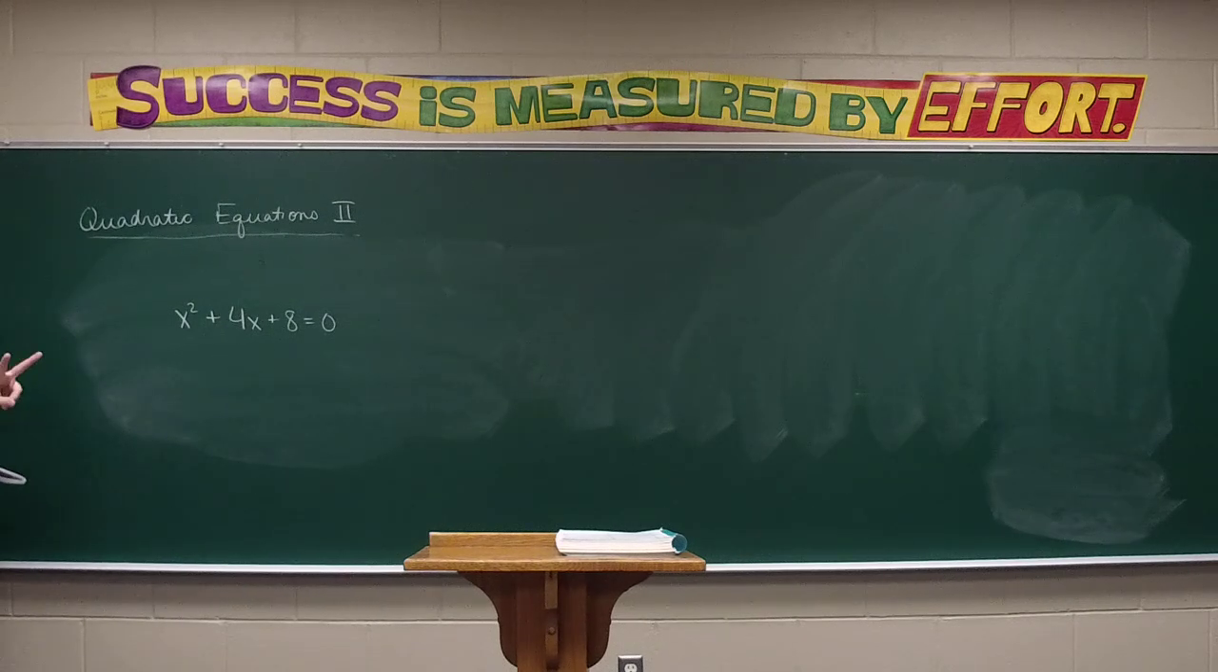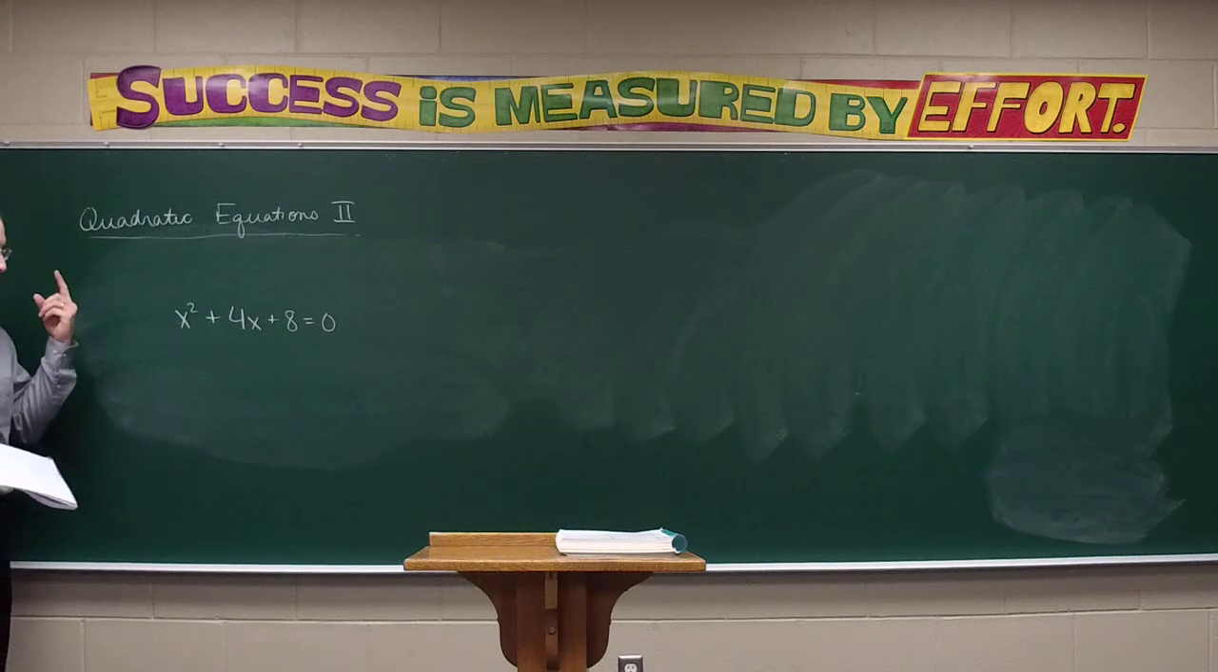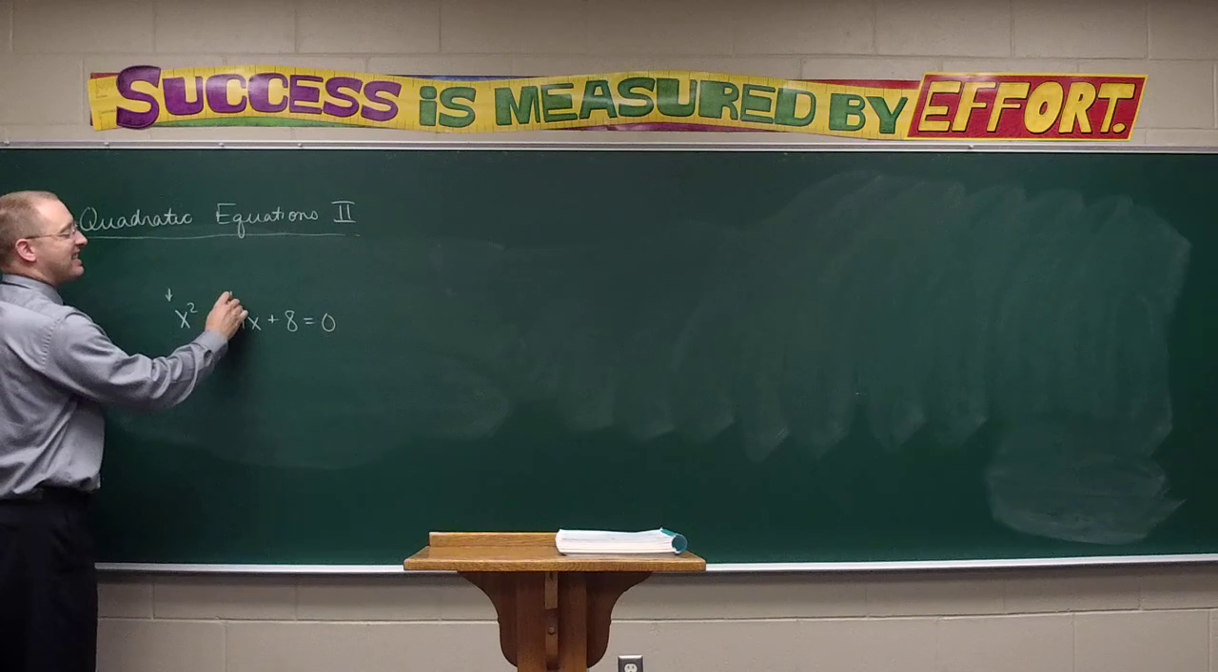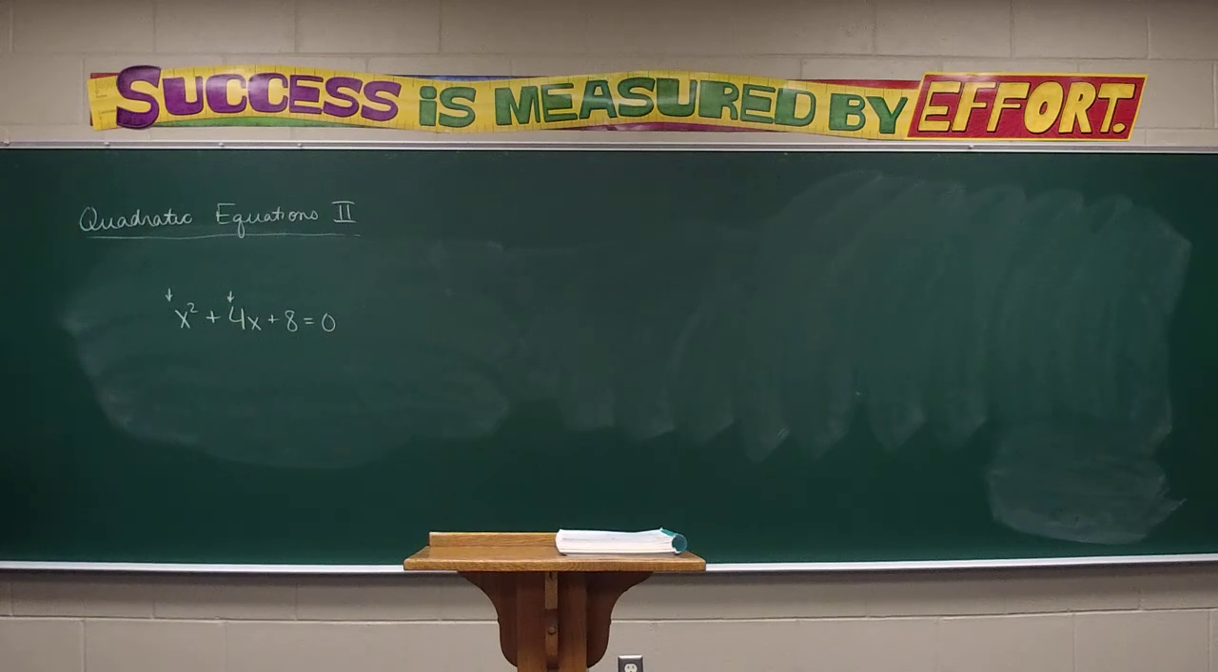So you've got 2 options if it doesn't factor. You could use the quadratic formula or complete the square. Either one. If you can't factor, you either complete the square or you use the formula. Now I've got a 1 right here and an even number. So I look at this and I say, completing the square is going to be easy.